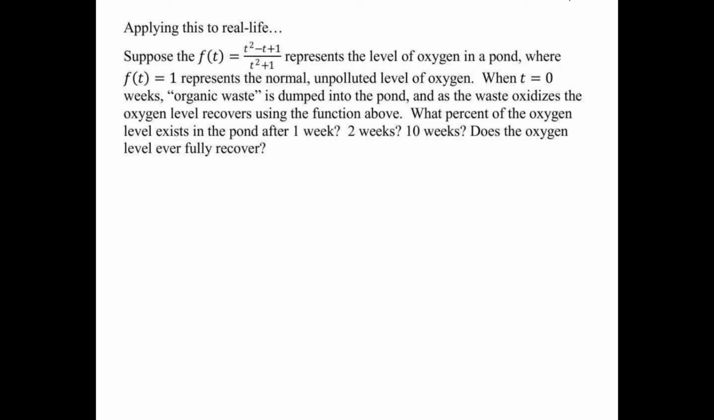Well, shouldn't we find all of the values of t first, I suppose? I suppose. So, f of 1. So f of 1 week after the organic waste, so whatever this pollutant was that was dumped into the pond, 1 week in, what do we get? 1 minus 1 over 1 plus 1, which is 1 over 2. Okay, so as a percent, that would be 0.5, so 50%. So 50% of the oxygen level that was in the pond to begin with is remaining, or back.